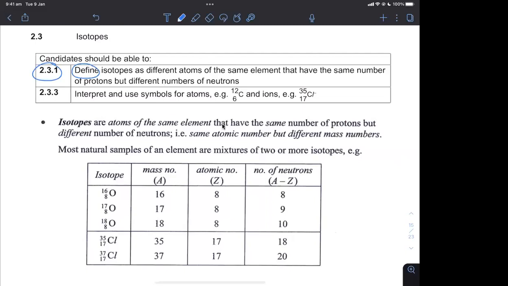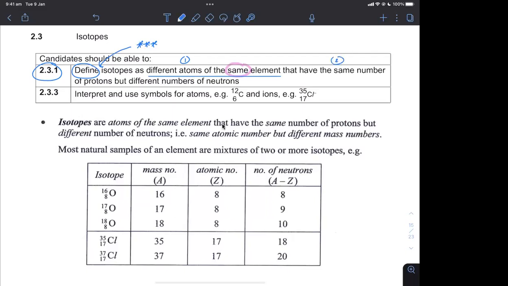This is definitions. This is always asked in a real exam. They ask you to define isotopes. Students always get 1 point instead of 2 points. The first one is that they are different atoms. So this topic is atomic structure. Different atoms means it has different atomic structure, but it's of the same element. Different atoms of the same element.